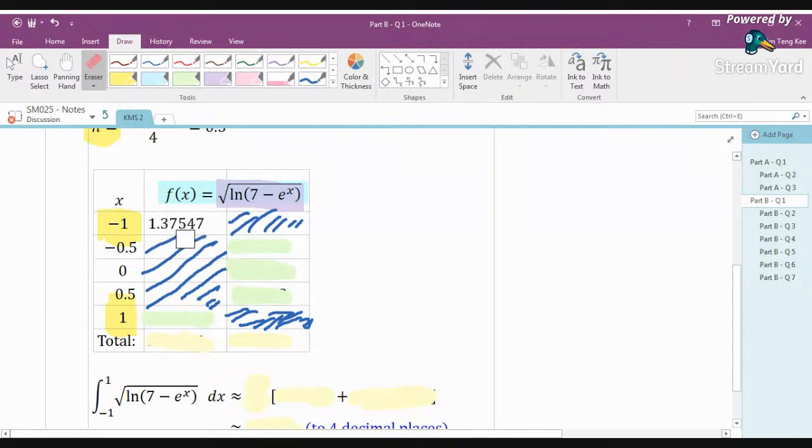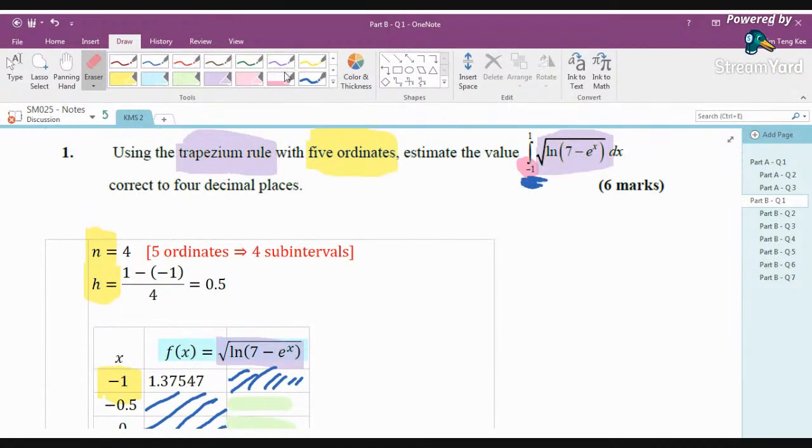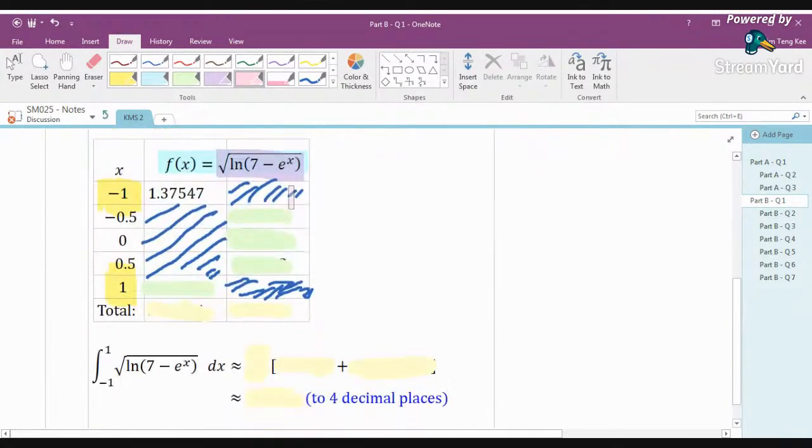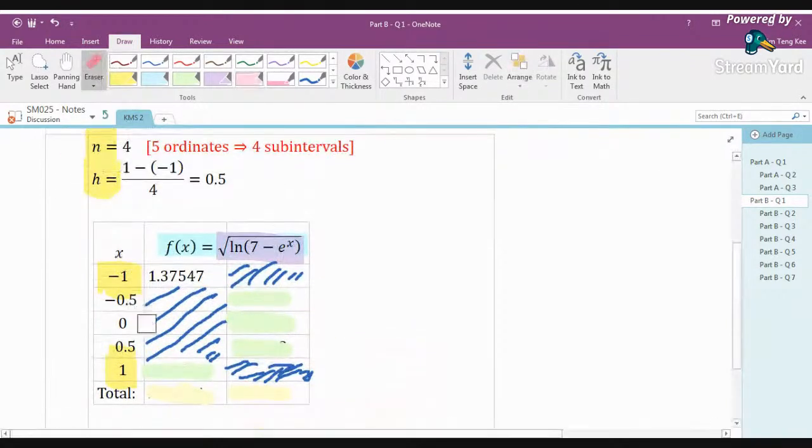And in here, I use 5 decimal places because the final answer requires 4 decimal places. So in our table, we should have 1 extra than it. So for a final answer of 4, we use 5 in our calculations. Follow? So this is the first and last x value.